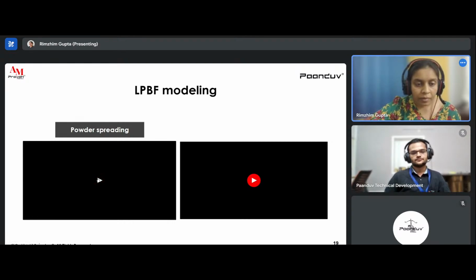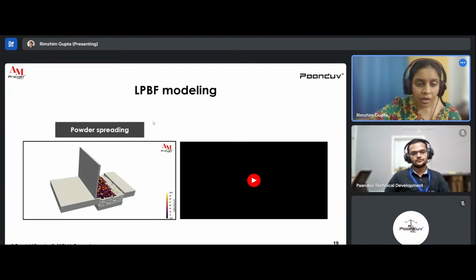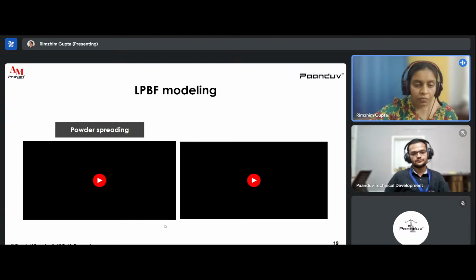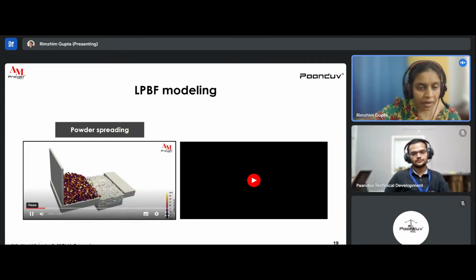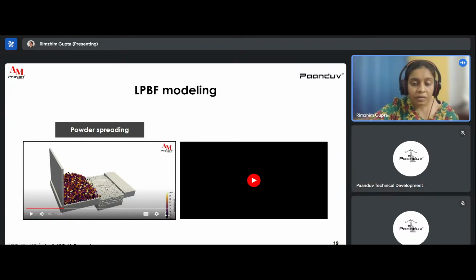Now, the first part of the LPBF modeling is spreading of the powder. Already you can see from the animation, 4 layers are already printed. And one important thing to focus on here is that AM Pravah takes the correct topology of the previous layer into account before spreading the next layer. Layer spreading is not independent, these are all coupled. That means any discrepancy in the fourth layer spreading will change the spreading of the fifth layer. So these are all coupled in itself.